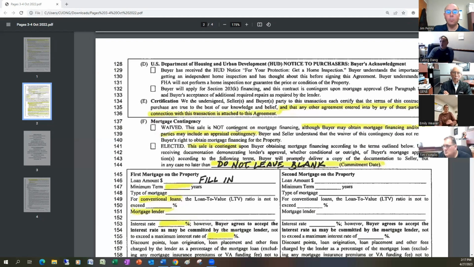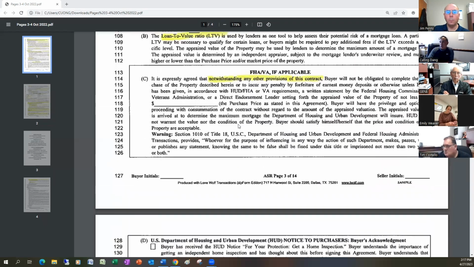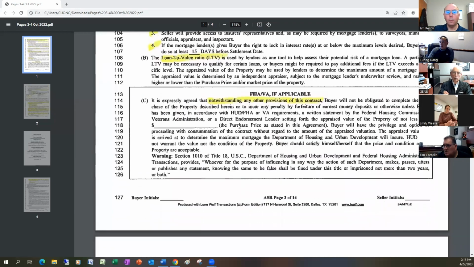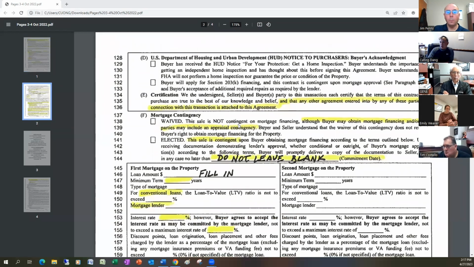So we went through, what is this, 5 paragraphs, A, B, C, D, and E. And finally, we get to F, which is the actual contingency, whether you're going to elect it or waive it. Okay, so everything before this, it doesn't matter what happens from here on out. Everything before this is just the preface, whether they elect the mortgage contingency or not.